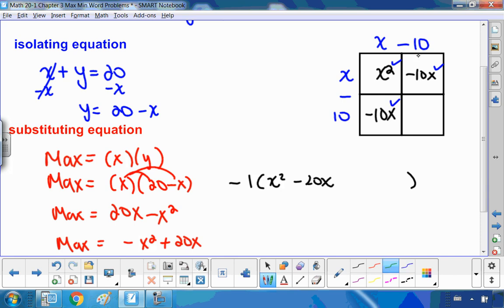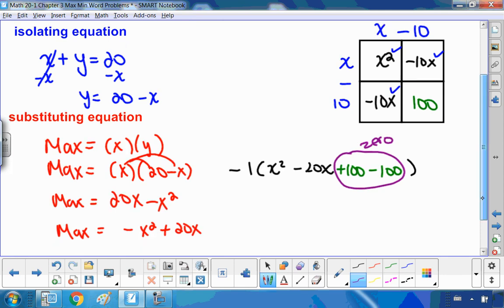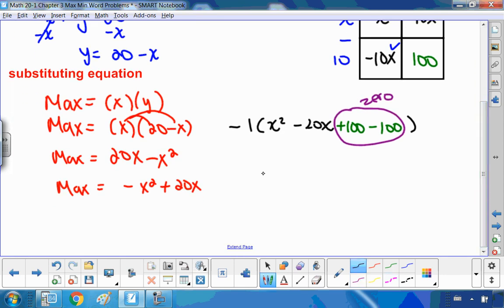So looking at that, negative 10 times negative 10 is positive 100. So I see that 100 will complete the square. So I add and subtract 100 inside the brackets, remembering that that's just 0. 100 take away 100 is 0. You can add 0 to any equation without changing its value.